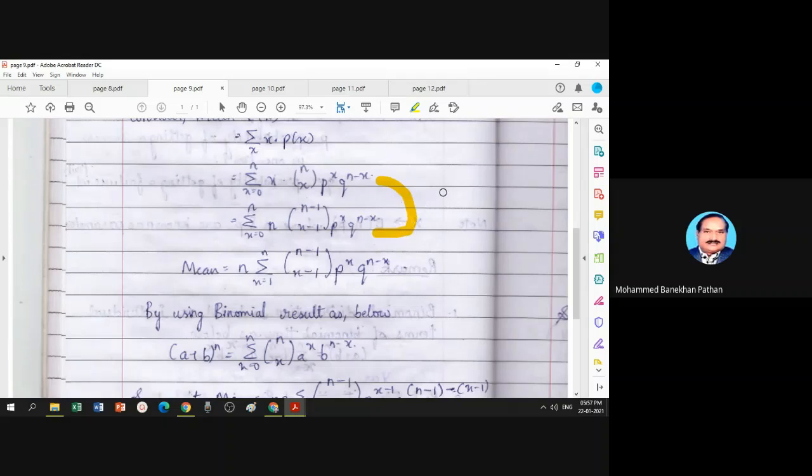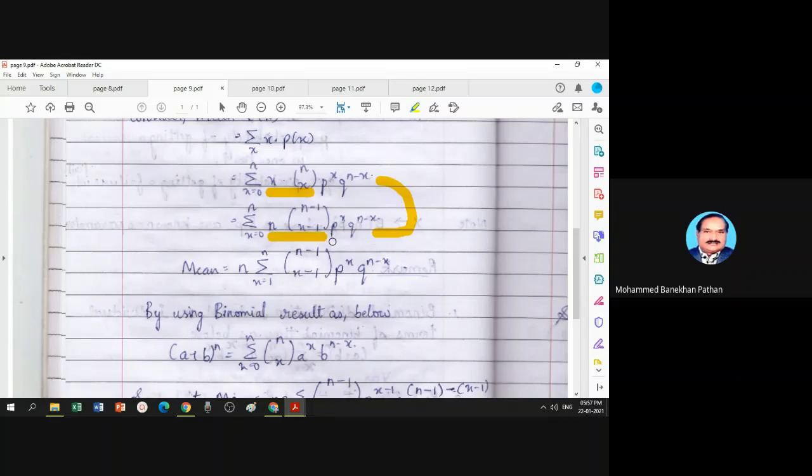Where is the change you observe? I simplified the first 2 terms, x multiplied by nCx. You can do this on your rough page: if you apply the combination formula, writing nCx as factorial n divided by factorial x multiplied by factorial n minus x, simplify factorial x with x, and the rest of the part is adjusted, so you get this simplification.